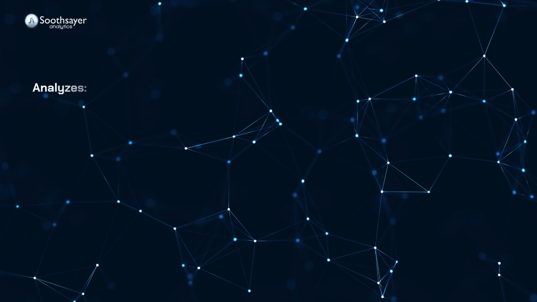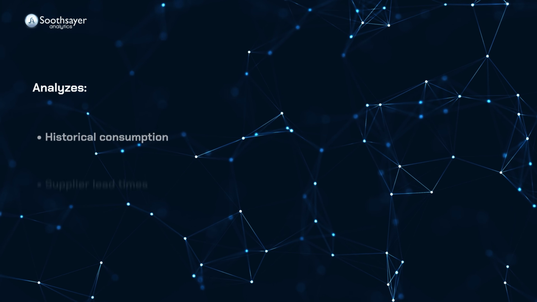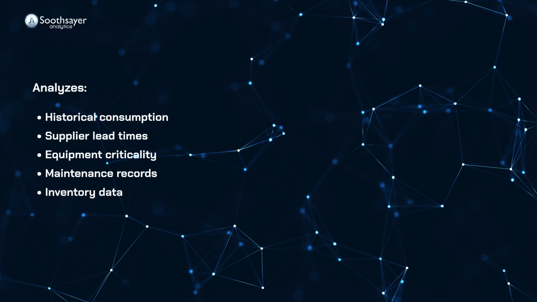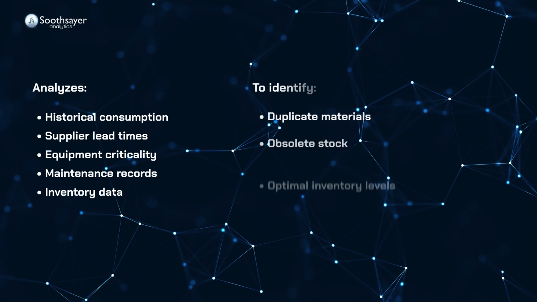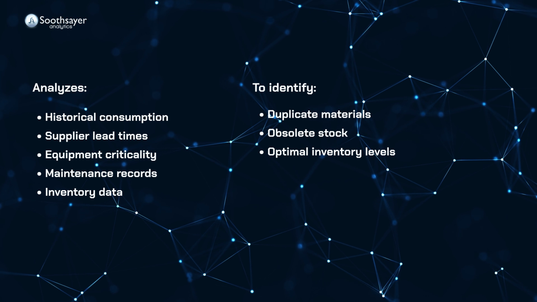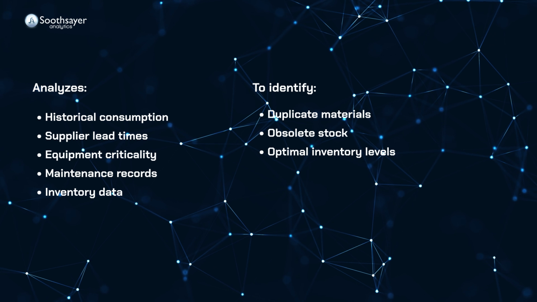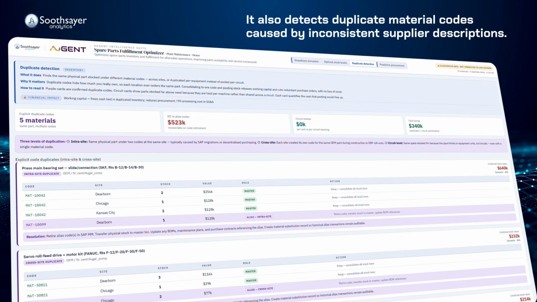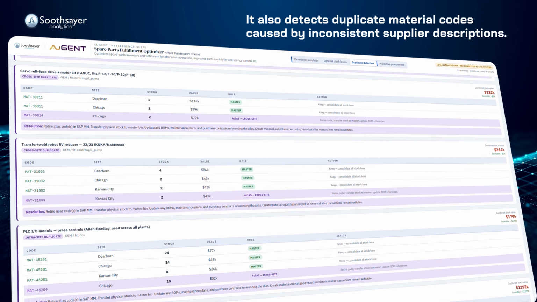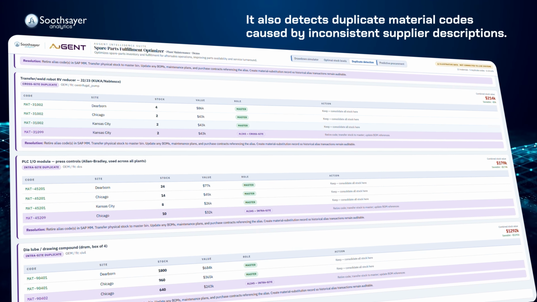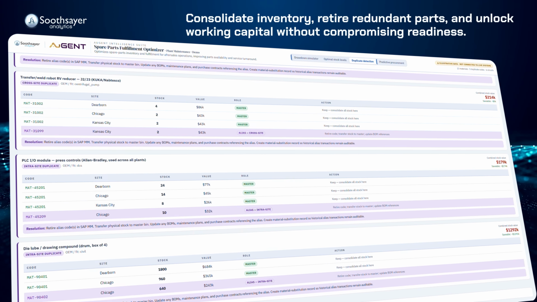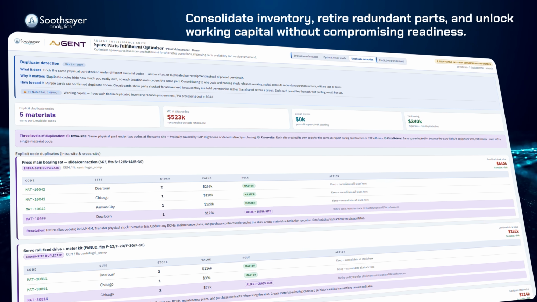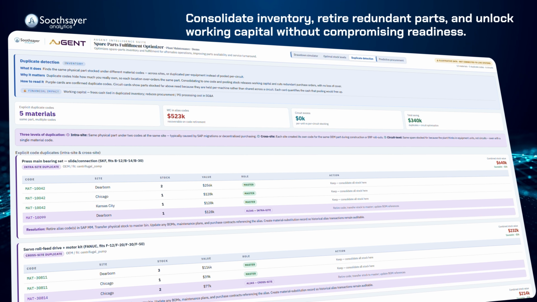The solution analyzes historical spare parts consumption, supplier lead times, equipment criticality, maintenance records, and inventory data to identify duplicate materials, obsolete stock, and optimal inventory levels across manufacturing operations. It also detects duplicate material codes created by inconsistent supplier descriptions, enabling organizations to consolidate inventory, eliminate redundant stock, and improve working capital utilization without compromising equipment availability.